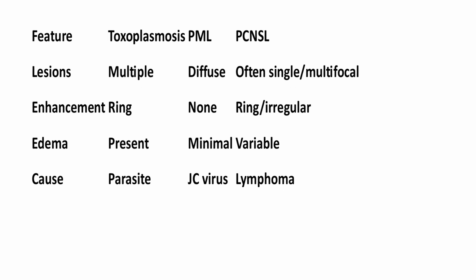This table shows us how to differentiate between toxoplasmosis, PML, and primary CNS lymphoma. Toxoplasmosis lesions are multiple, ring enhancing, and edema is present. It is due to a parasite. PML lesions are diffuse, ring enhancement is absent, edema is minimal, caused by JC virus. Primary CNS lymphoma lesion is often single or multifocal, ring or irregular enhancement is present, edema is variable, and the cause is lymphoma.